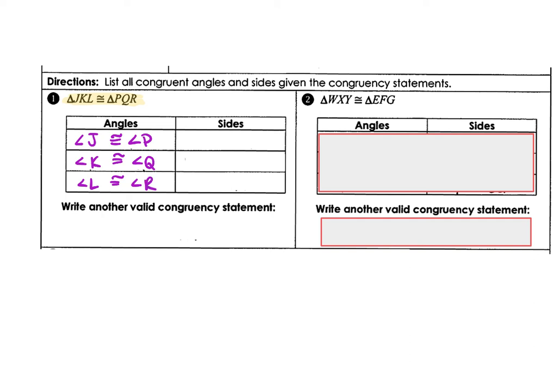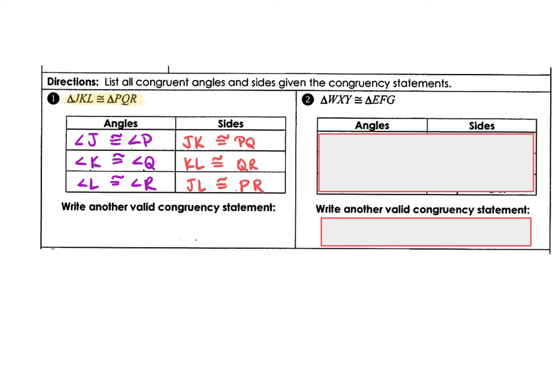For side lengths, I'm going to do the same thing in the order. So I have JK should be congruent to PQ. KL should be congruent to QR. And then JL should be congruent to PR. So I just line up the pieces that are congruent, which will help me if I need to draw a triangle. If I were to have to draw these two triangles to sketch and see what's going on with them, I can do it based on the congruent statement that it's given me.